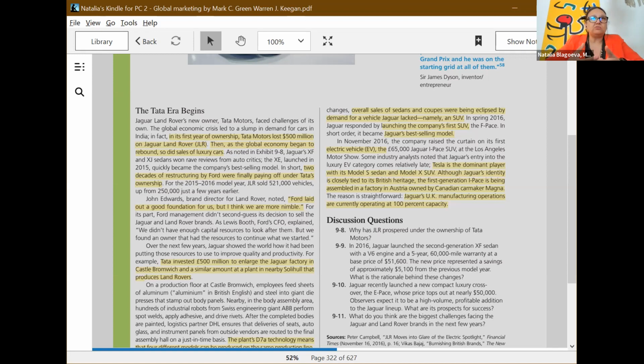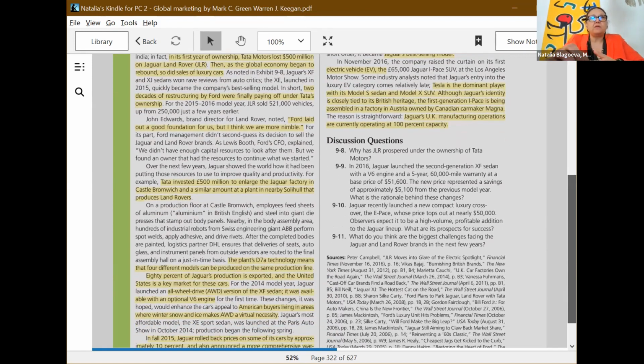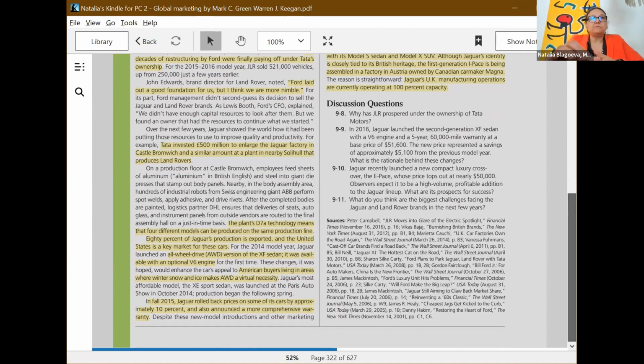So Tata continued to invest. Despite the big loss in the beginning, they invested another 500 million pounds to enlarge the Jaguar factory. They also continued to improve the technology, using industrial robots, really bringing the production into the 21st century.